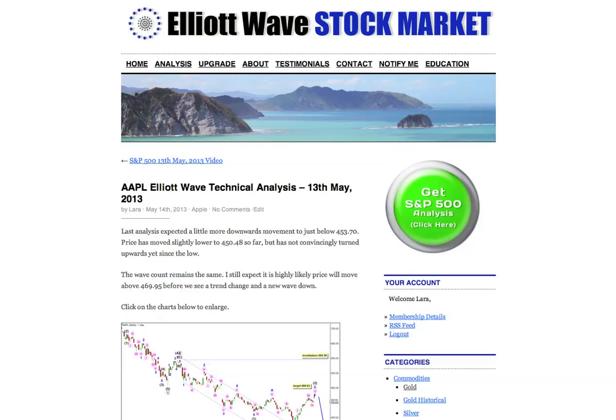Still in a second wave correction, still extremely likely to see price move above 469 to avoid a truncation. I am still expecting overall upwards movement for about a week yet for Apple.